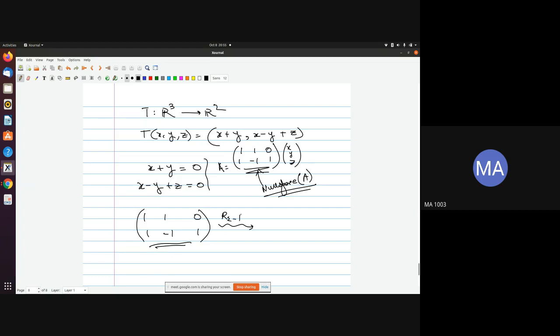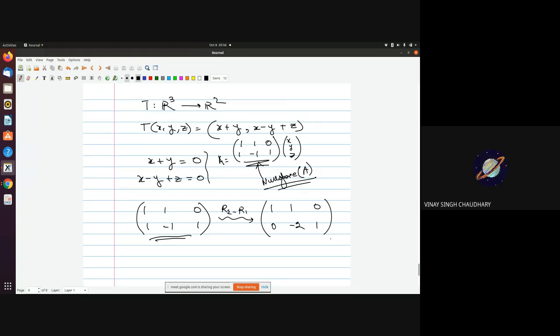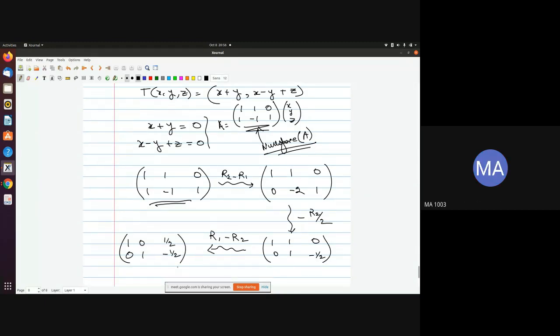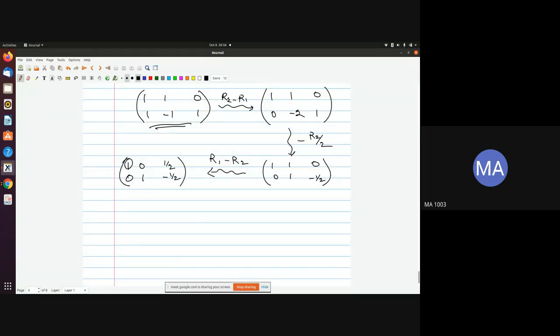So what is this? R2 minus R1. What was that? 1, 1, 0. So what is that? 0, minus 2, 1. Then what is the next step? Divide by minus 2. So this is 1, minus half, right? What was the next step? R1 minus R2. So 1, 0, half and 0, 1, minus half. Correct?